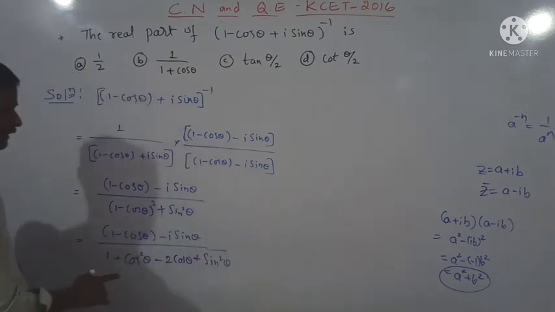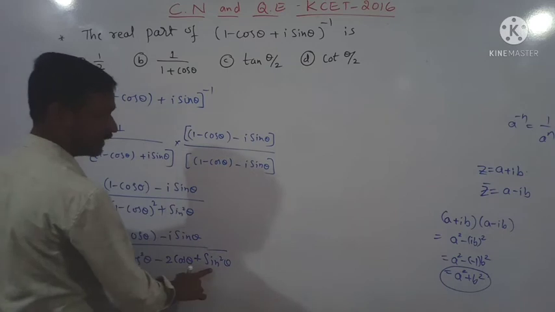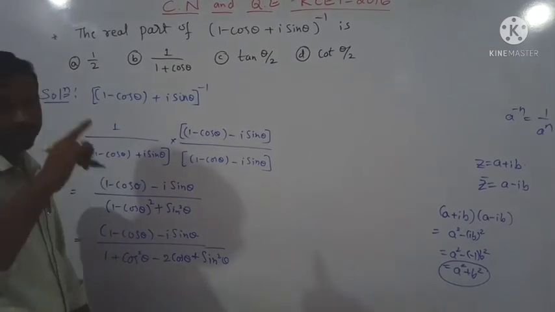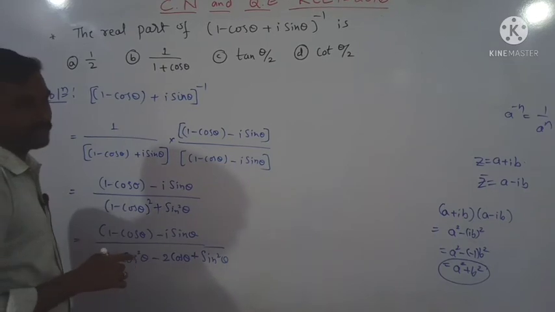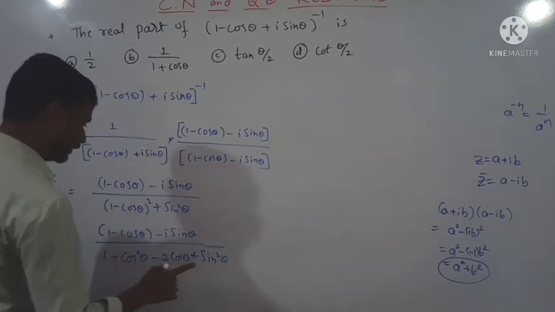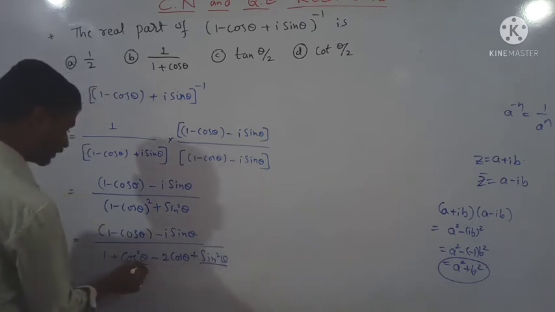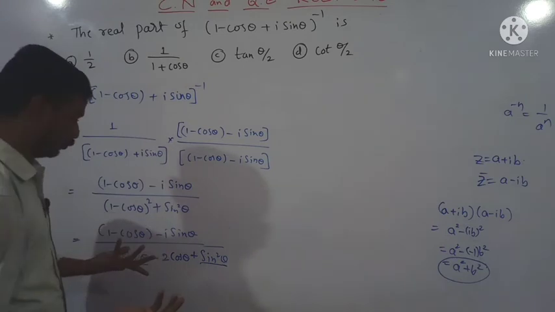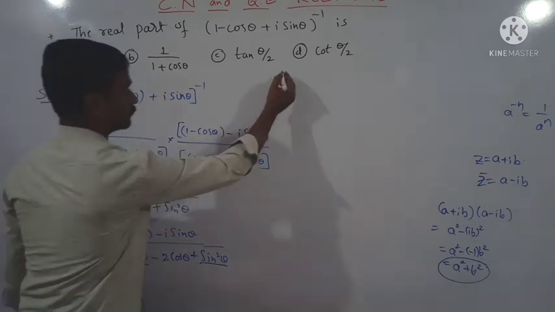Here you can observe that we have cos square theta and sin square theta. Therefore sin square theta plus cos square theta, from trigonometric identities we know that it is equal to 1. That is, sin square theta plus cos square theta is equal to 1. Therefore this sin square theta plus cos square theta becomes 1, already 1 is there, 1 plus 1 becomes 2.